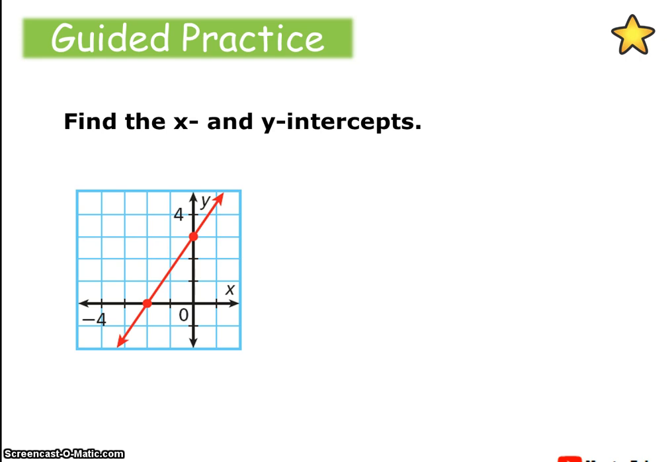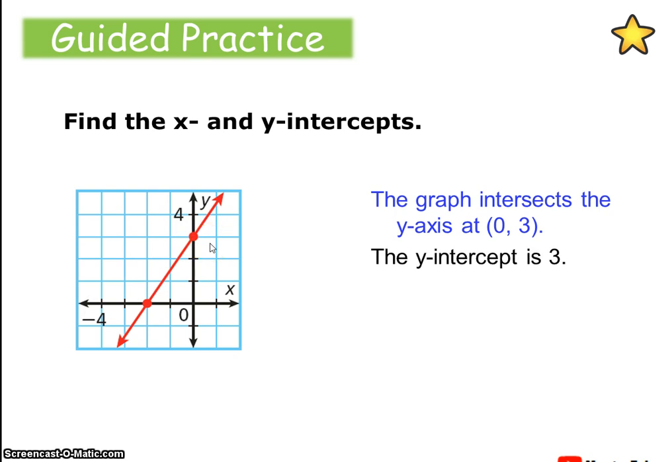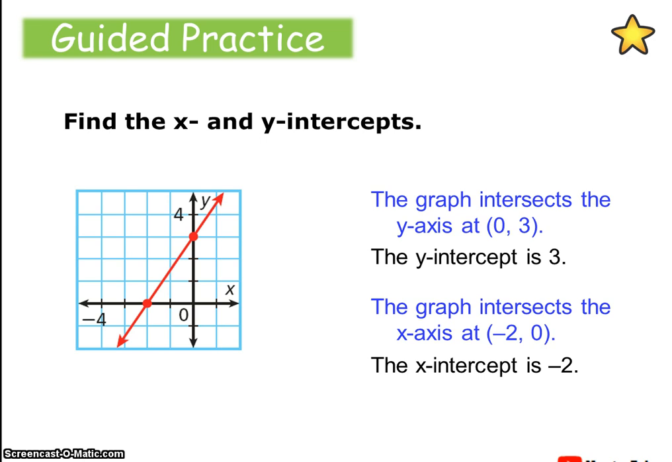Alright, welcome back. Let's see. We're looking for where the red line intersects the y-axis. That appears to be at (0, 4). That would make the y-intercept, (0, 3) rather. That would make the y-intercept 3. And the x-intercept appears to be crossing the x-axis at (-2, 0). So the x-intercept would be simply -2.